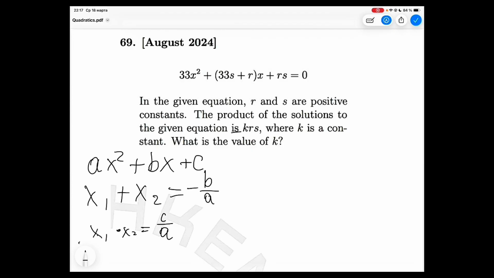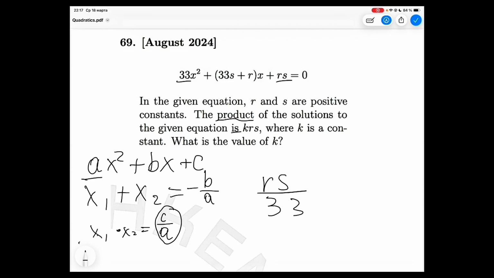Let's solve one question. Let's read the question. In a given equation, r and s are positive constants. The product, I see the product, which means they are talking about this. And the c is this, which doesn't have the x on it, over a, which is 33. This a is whatever is in front of the x squared.